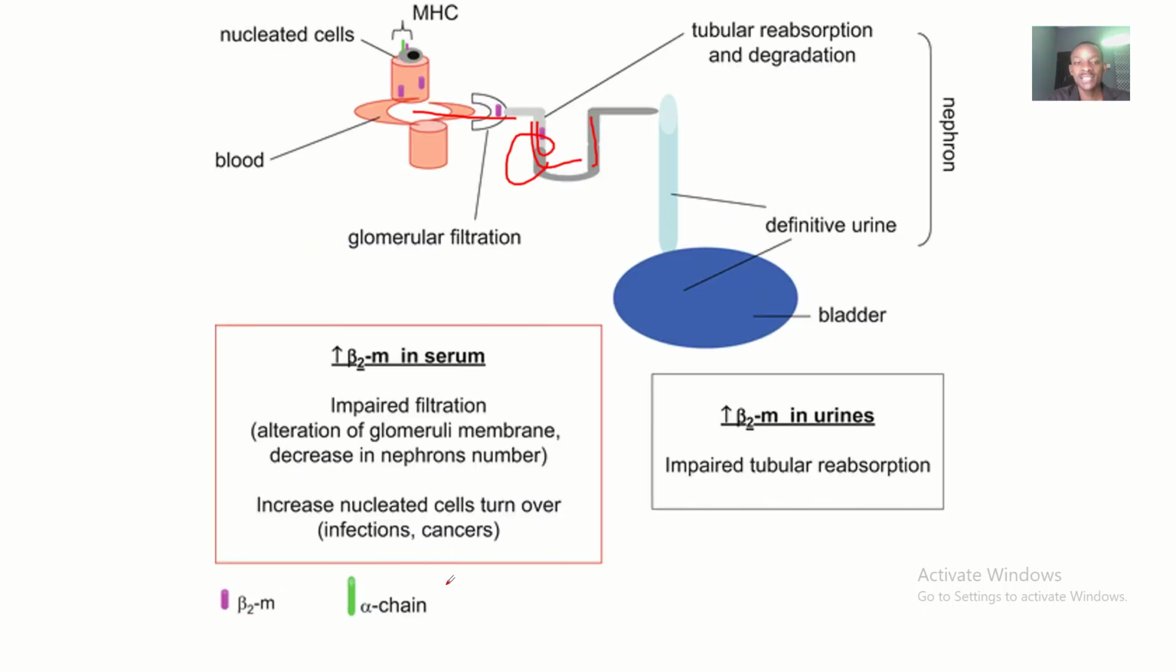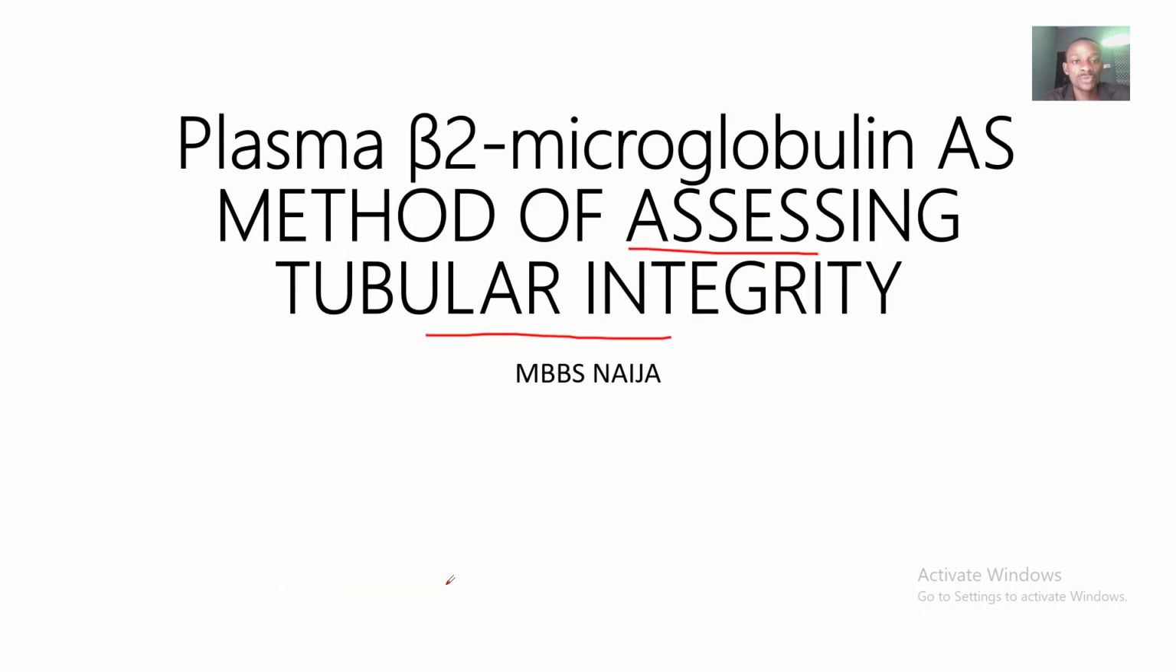Okay guys, that's how we can use plasma beta-2 microglobulin to assess for tubular integrity. So that's it, and bye for now.